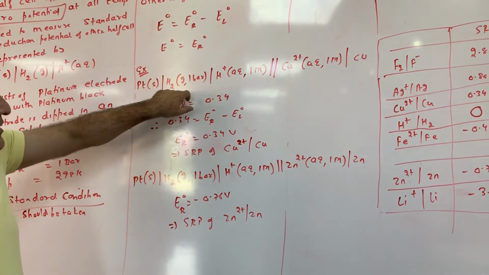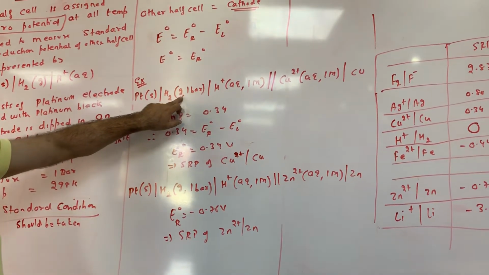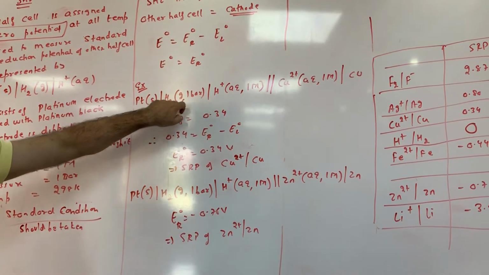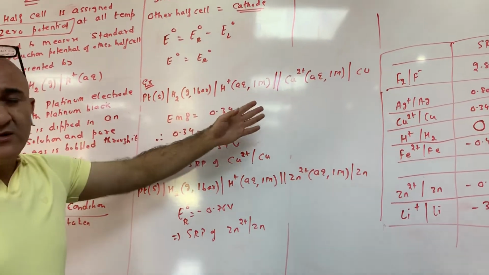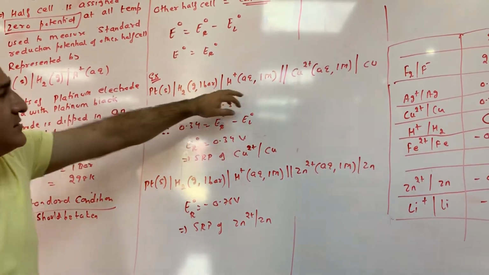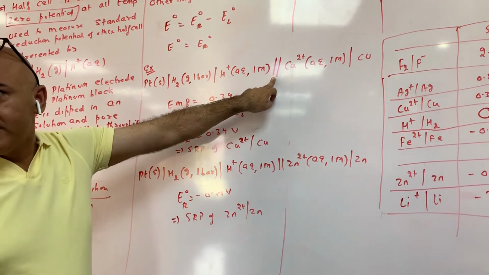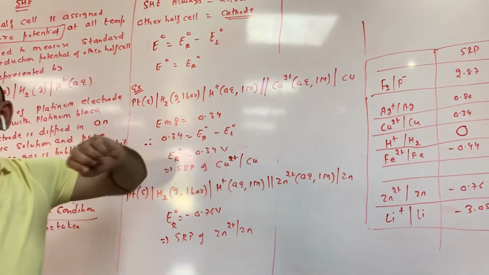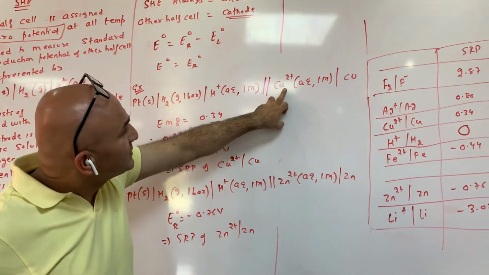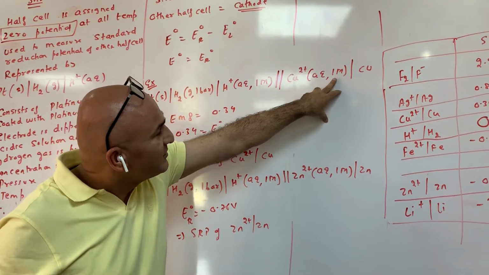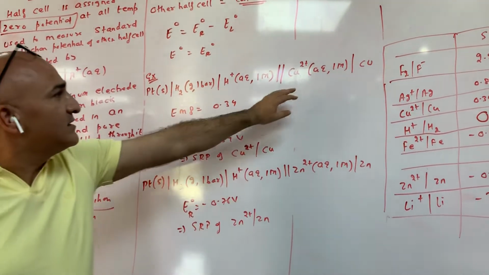Now the hydrogen gas goes here, H2(g) at 1 bar condition. This is again aqueous. Normally standard conditions are always taken. This denotes the salt bridge, very good. And this is Cu2+ aqueous, 1 molar, going to Cu. So this is always taken as the cathode.